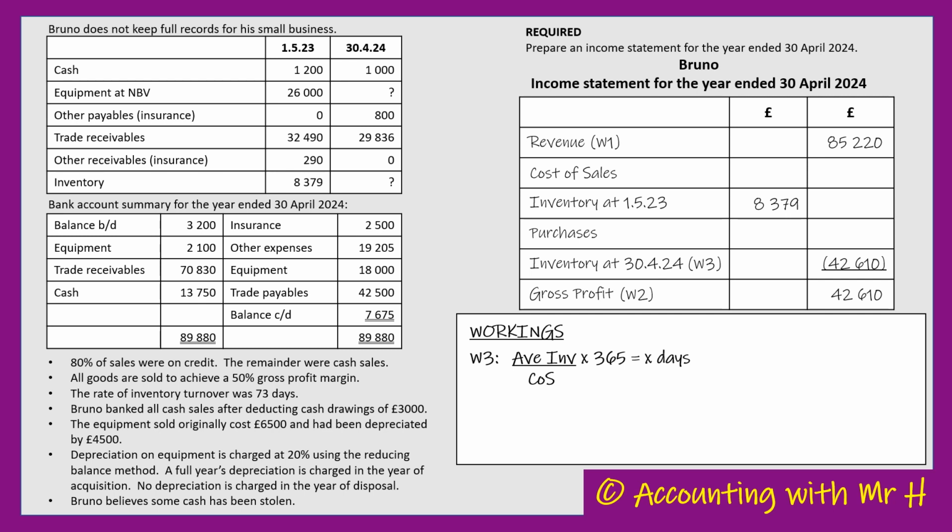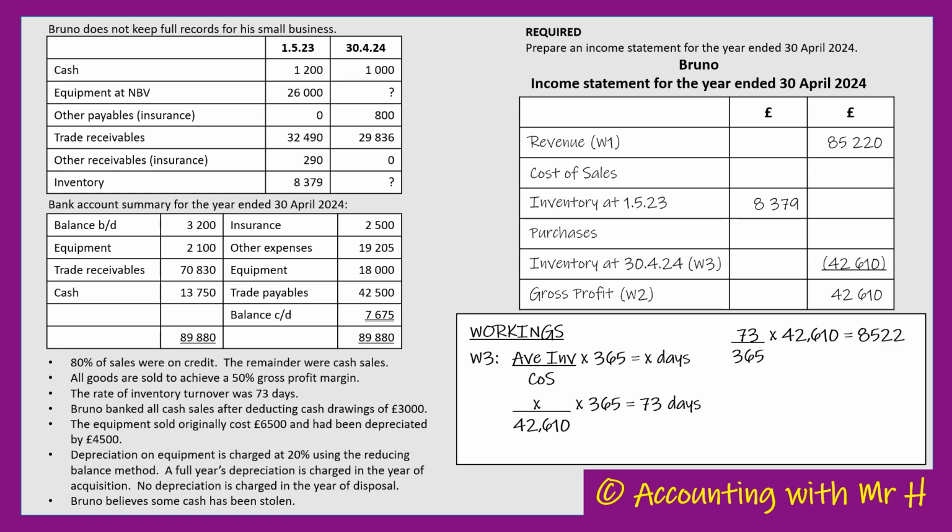And I can substitute then some of these figures. So we don't know the average inventory, but we do now know his cost of sales was 42,610. So I've got X on the top, because I don't know the average inventory, divided by the cost of sales, which is 42,610, multiplied by 365 equals, we're told, 73 days. So if I rearrange that formula, in other words, work backwards from it, I'm going to do 73 days divided by 365 multiplied by 42,610. And that gives me 8,522. So that 8,522 is his average inventory.